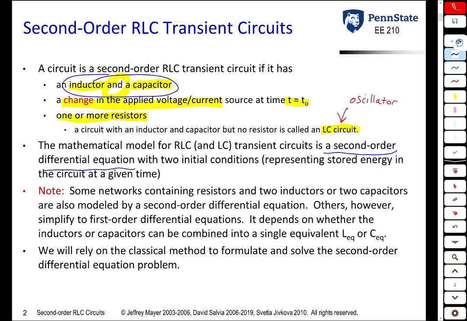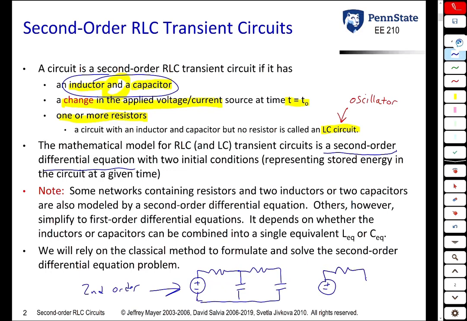One point that I should make is with this requirement that you need an inductor and a capacitor. Well, it turns out that in some cases you could have, for example, two different capacitors. Maybe a circuit like this, where the capacitors cannot be combined into a single equivalent capacitance. This is also second order. On the other hand, if you had a circuit like this, where the two capacitors could be combined into a single capacitor, this actually reduces to a first order. Anyway, in this packet of notes and in this course, we will not look at circuits like this that have two capacitors or two inductors that cannot be combined. We're only going to look at cases where you have one capacitor and one inductor.